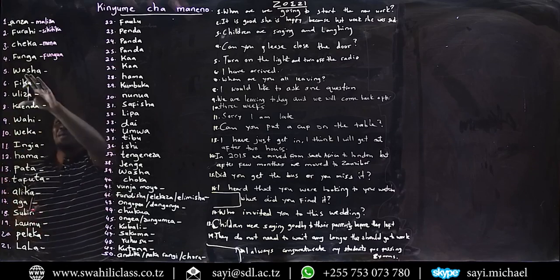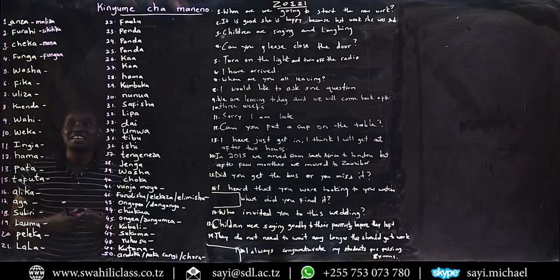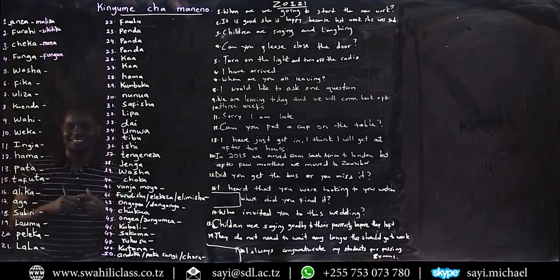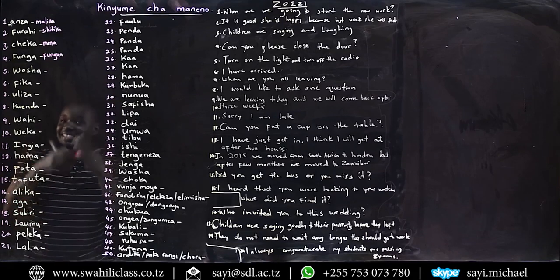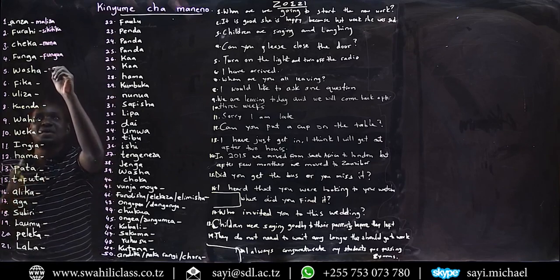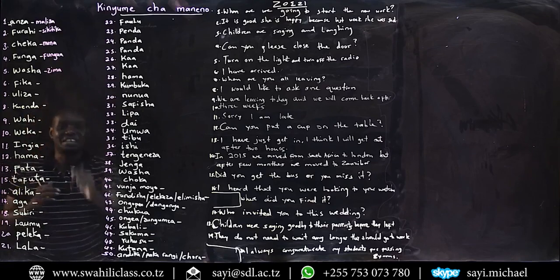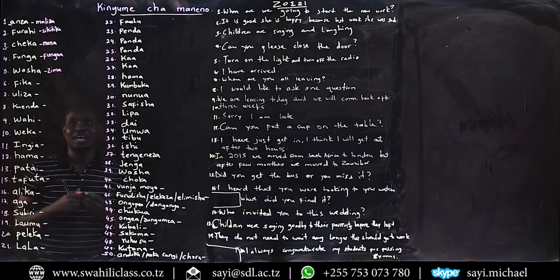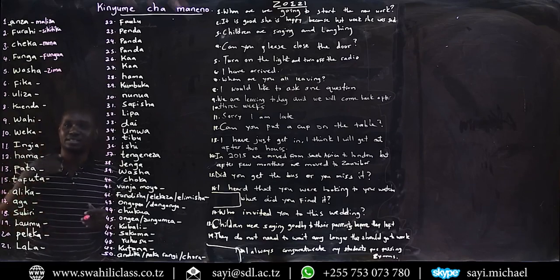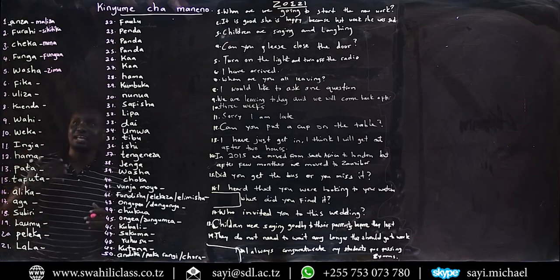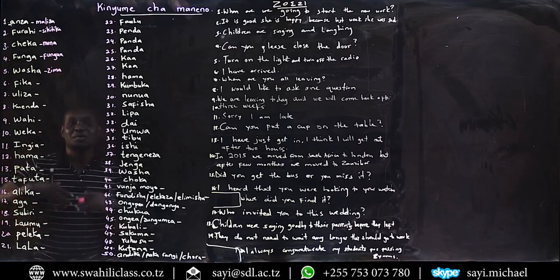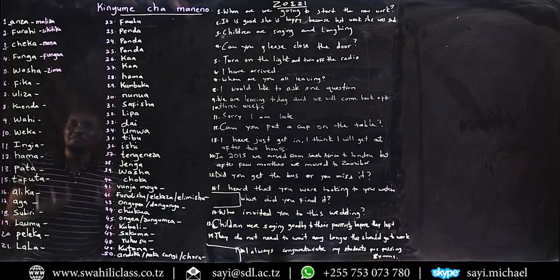Kufungua to open. Washa. Washa is to turn on. So, washa is to turn on. So the opposite of washa will be, in Swahili, say it. I'm writing, you say it. Washa, zima. So, washa, zima. Turn on, turn off. Zima is to turn off. So you say, turn on the light, washa taa. Turn off the TV, zima taa. Turn off the radio, zima radio. Turn off the TV, zima TV.